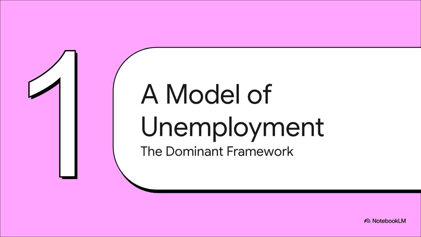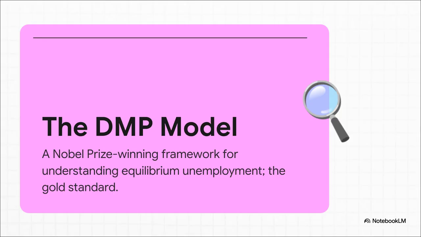main framework economists use. For decades, there's been one model that's been the bedrock for pretty much all research on the labor market. It's called the Diamond-Mortensen-Pissarides model, or DMP for short, and this isn't just some obscure theory. We're talking about a Nobel Prize-winning framework. It is the absolute gold standard in the field. Its whole purpose is to explain how all the hiring and the firing and wage negotiations end up creating the level of unemployment we see out there in the real world.